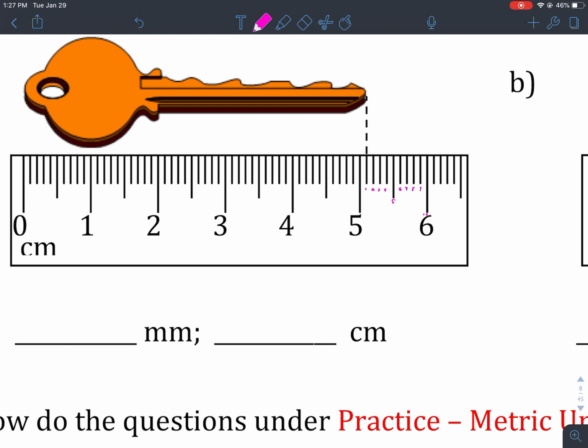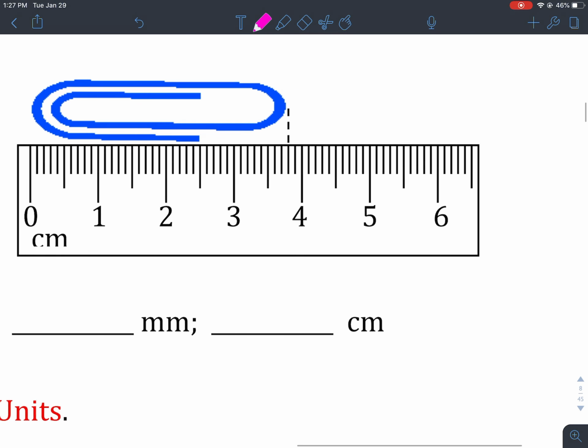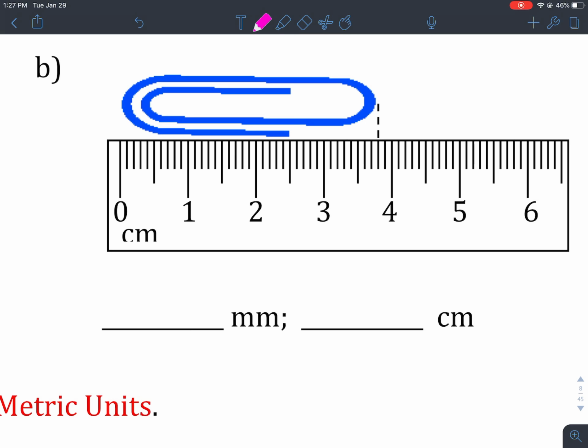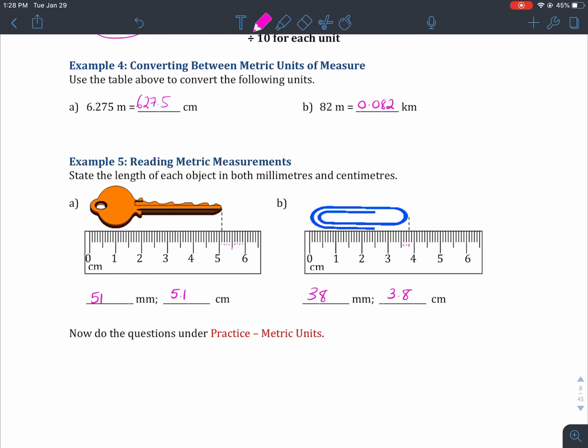So this key is just past the 5th centimeter mark, and it hits the 1st millimeter. So in those 5 complete centimeters, there's 10 millimeters each, so I'm already at 50 millimeters. And that extra one means I have 51 millimeters, which is the same thing as 5.1 centimeters. Okay, let's take a look at B. Same ruler, different object. I'm just past 3.5, so this would be the 6th, 7th, 8th millimeter I'm going to hit. So that's 35 and 3 more, so 38 millimeters, which is the same thing as 3.8 centimeters. You can use the chart above to convert if you need it.